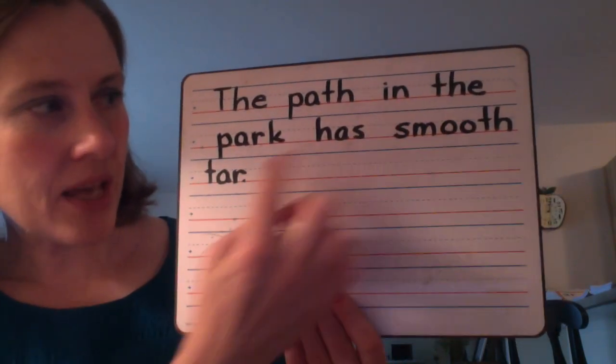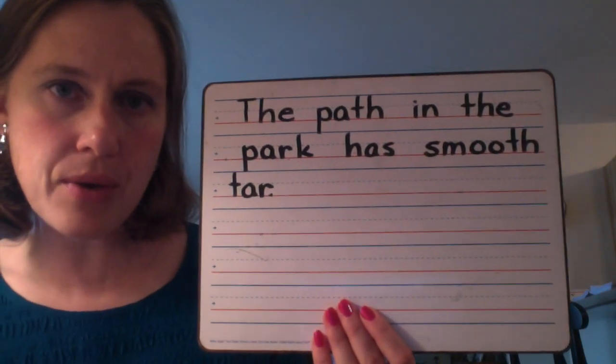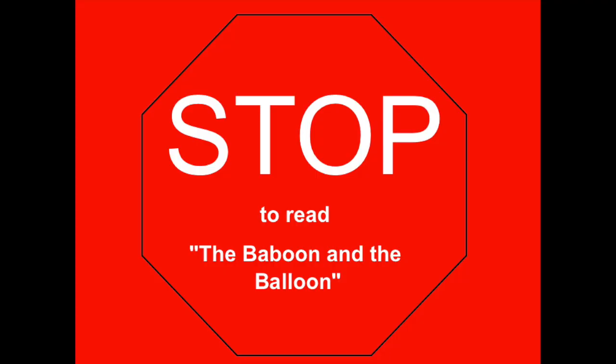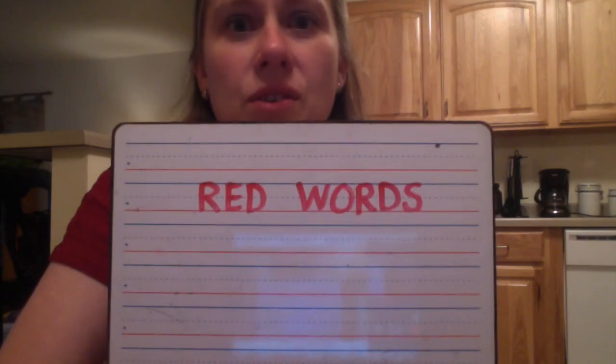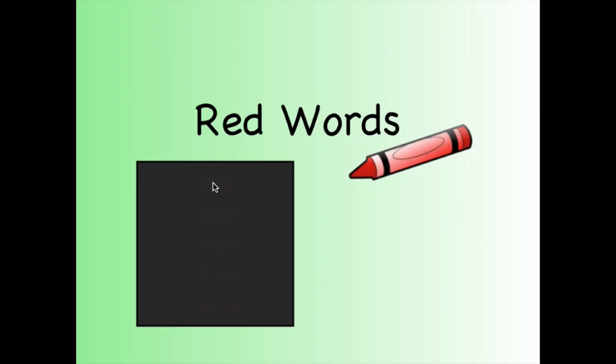Remember to count your words and remember to finger tap if you don't hear all the sounds in all the words right away. Stop and tell your teacher that you are ready to read the story, The Baboon and the Balloon. Now it's time to write red words. Red words are words that do not follow the rules. Let's read our new list together.